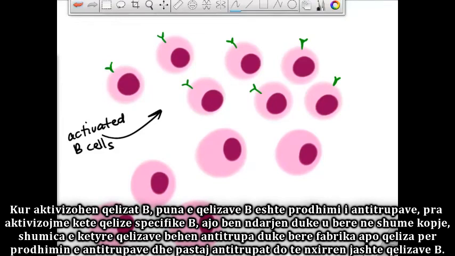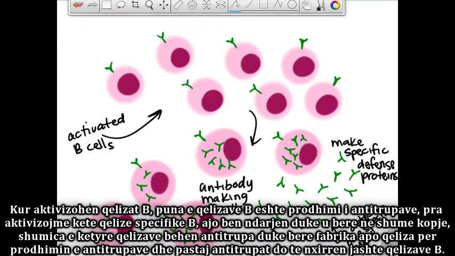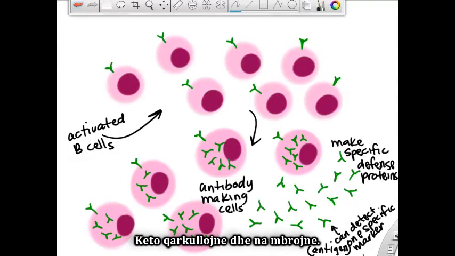When you activate B cells, their job is to make antibodies. So since we activated this one little specific B cell, it divided and created many copies of itself. Most of those cells then are going to become antibody-making factories, or antibody-making cells. And those antibodies then will be secreted out of those B cells. They'll circulate and defend you.